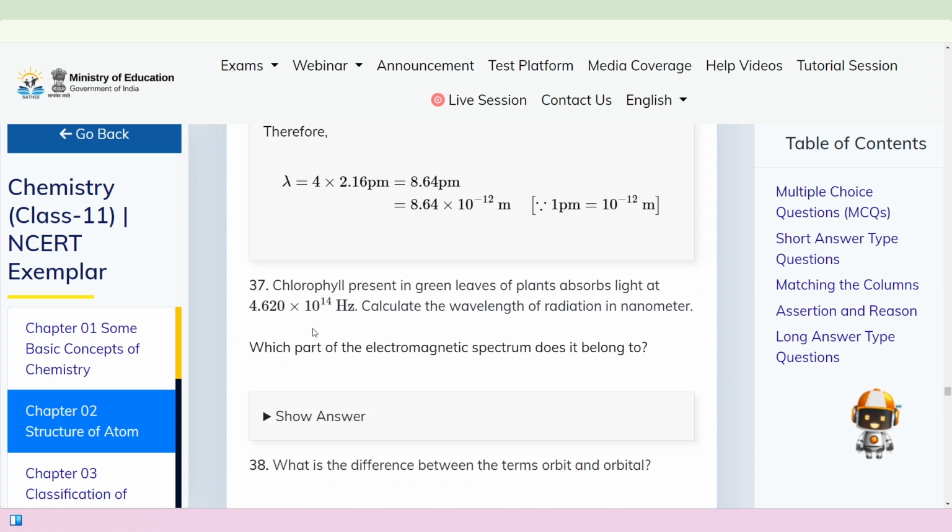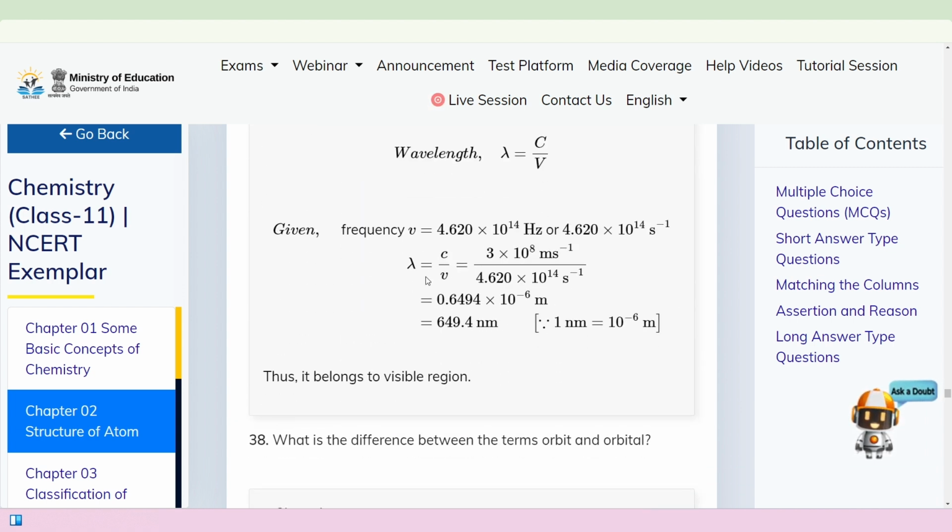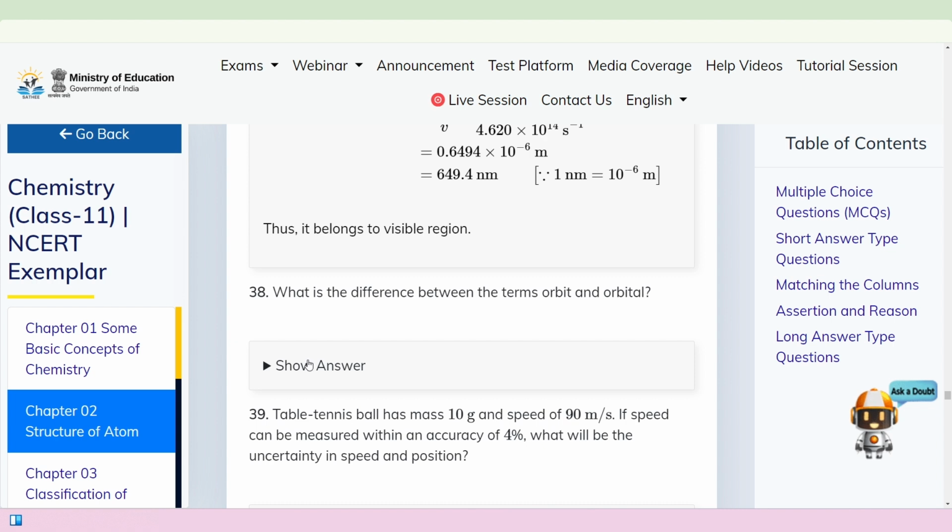Next question. Chlorophyll present in the green leaves of plants absorbs light at this frequency. Calculate the wavelength of the radiation in nanometers. Frequency is already given. We know the formula c = nu lambda, and for every electromagnetic radiation the speed of light is fixed, which is 3 into 10 to the power 8. So if you put the value of speed and frequency, you will get the wavelength. Lambda = c by nu. That gives you 649.4 nanometer.